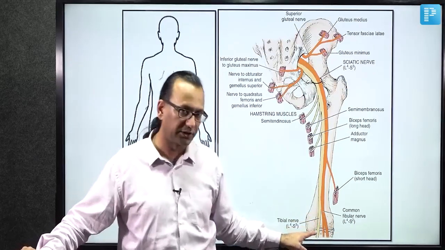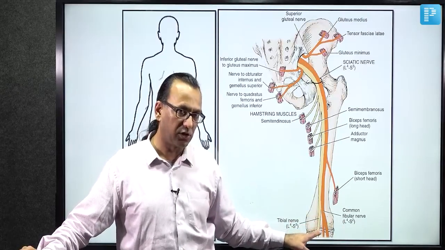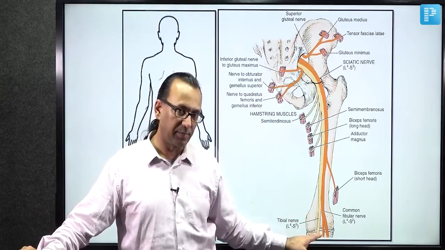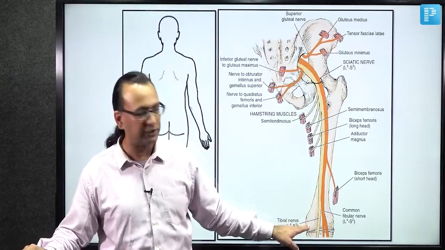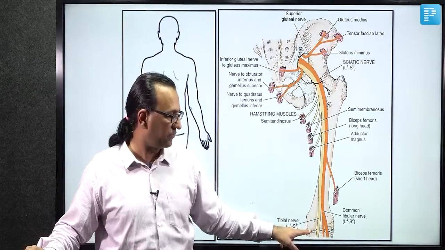It is called common because it further divides into two branches. One is called the superficial peroneal nerve, going more lateral, and the deep peroneal nerve, which goes anterior to the tibia. Hence it is also called the anterior tibial nerve, whereas the actual tibial nerve, which reaches posterior to the tibia, continues as the posterior tibial nerve in the calf region.